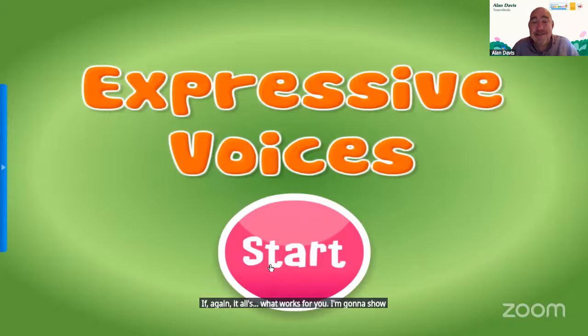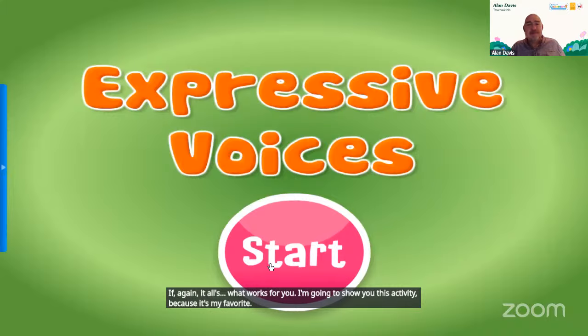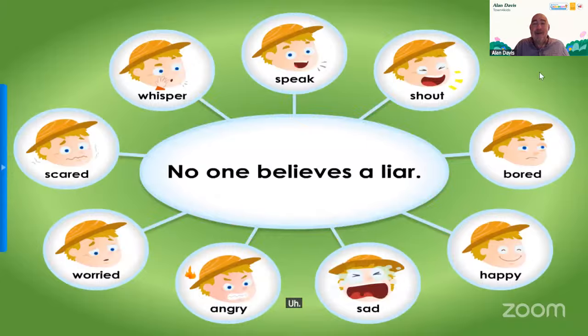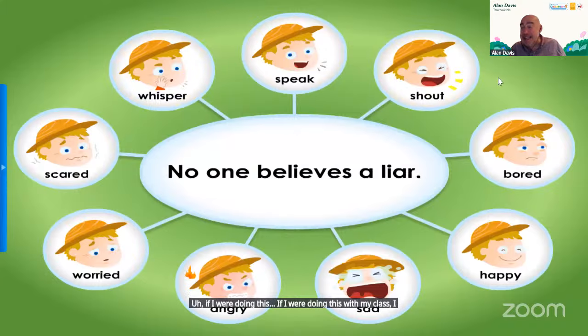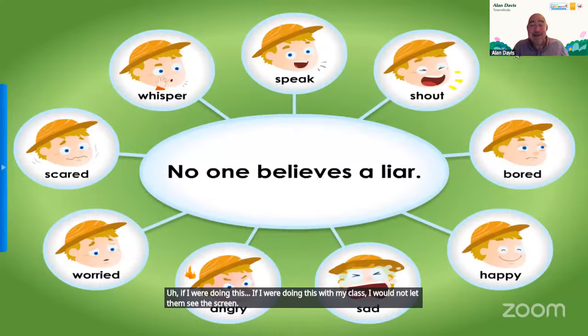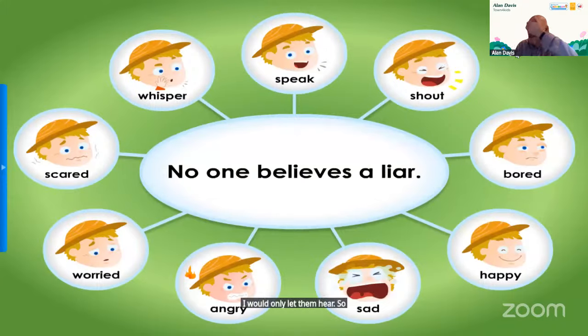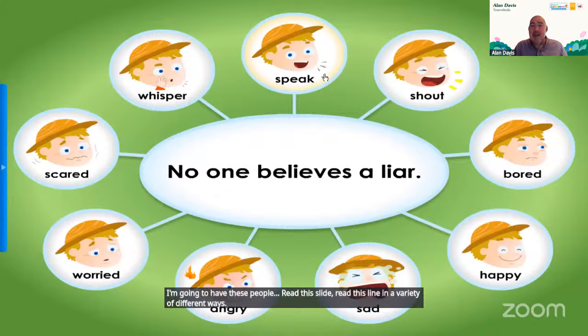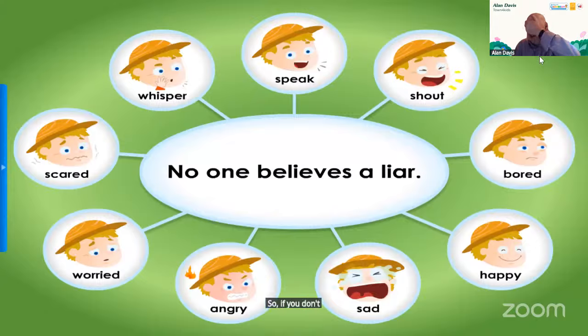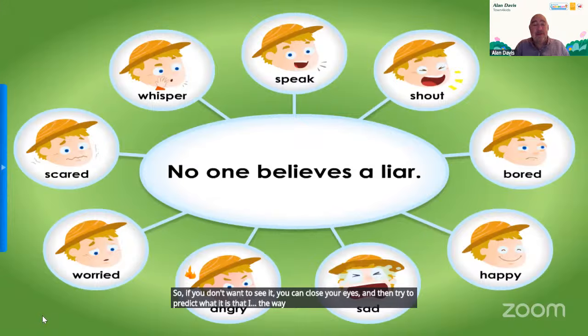I'm going to show you this activity because it's my favorite. If I were doing this with my class, I would not let them see the screen. I would only let them hear. So you can close your eyes if you want to practice. I'm going to have these people read this line in a variety of different ways. So if you don't want to see it, you can close your eyes and then try to predict the way that they're saying it. Okay? Are you ready? Here we go.